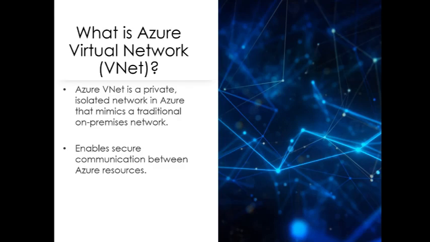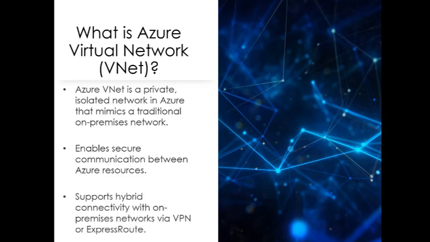So it enables secure communication between Azure resources, and it supports hybrid connectivity with on-premises networks via VPN or ExpressRoute. For easy understanding, this virtual network causes resources to stick together. I'll put it that way. It causes resources to stick together. So a virtual network is your logical isolation within your Azure environment. Okay, it is used to connect resources to one another.